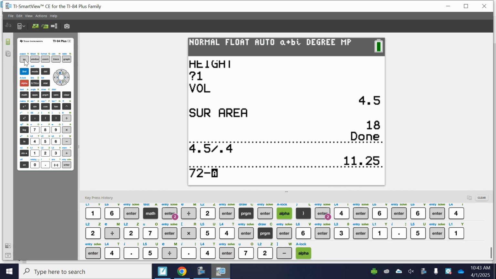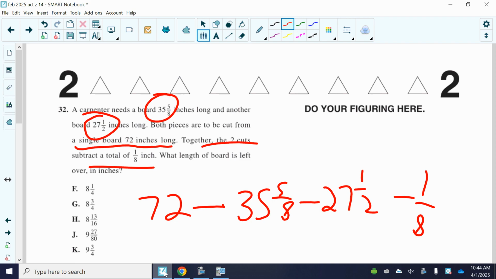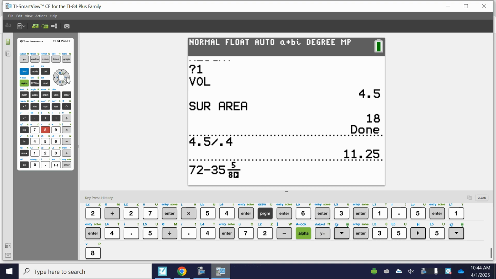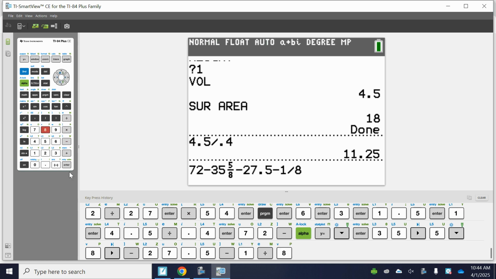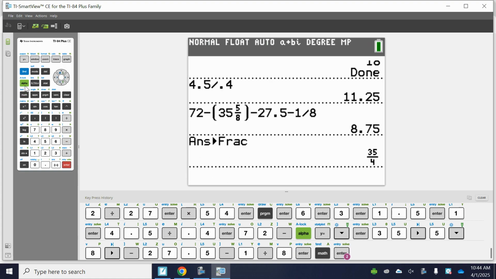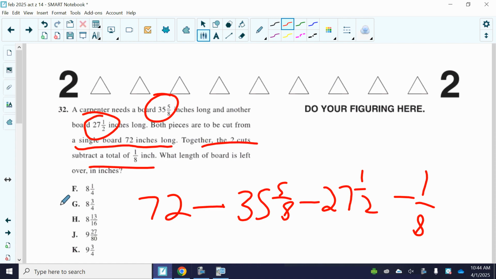Minus alpha ABC, 35 and 5/8. Minus 27 and a half. I'll just go 27.5, and then minus 1/8. That was the waste. So what is left over when I'm done? 8.75 Matha-Fracka, or alpha y equals 3. I think that's what they want, huh? Do they want 8 3/4? Whoosh. Answer G.